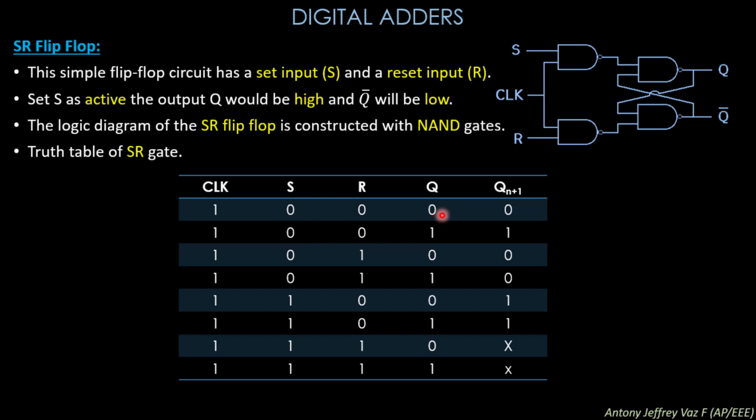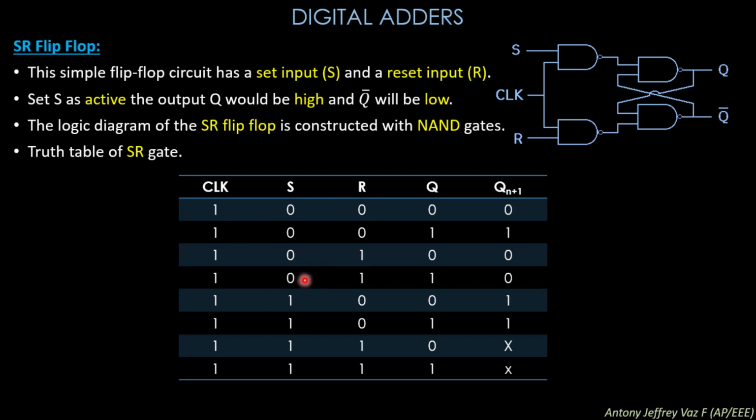The level is maintained. When the set and reset are 0, then the Q value which is saved here will be the same in case of set and reset being 0 when the clock pulse is driven.